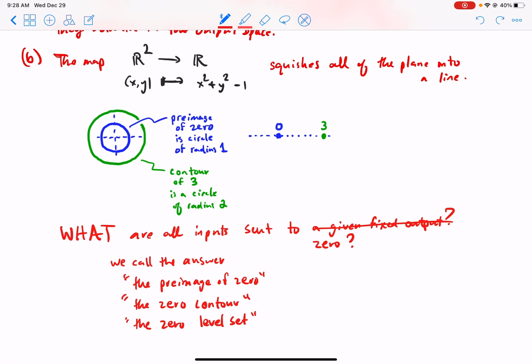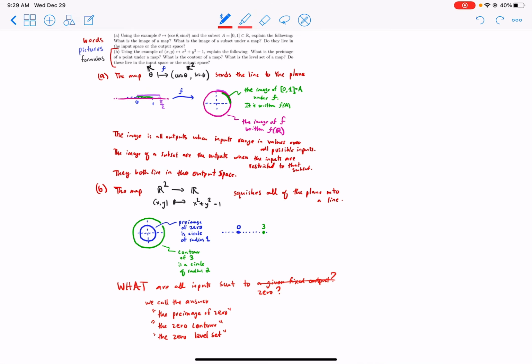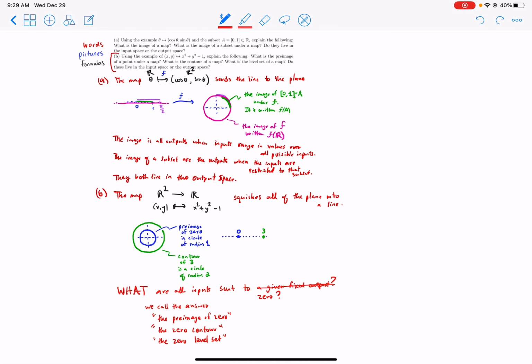Because this is really important. This is how we describe things by equations, like all the points where x squared plus y squared minus 1 equals 0. That equation defines this blue circle. Okay, let me remind myself, what am I answering? What is the preimage of a point under the map? What is the contour of a map? What is the level set of a map? Yes, this is my answer. They're the answer to the question, what are all the inputs sent to 0, or sent to a given output?